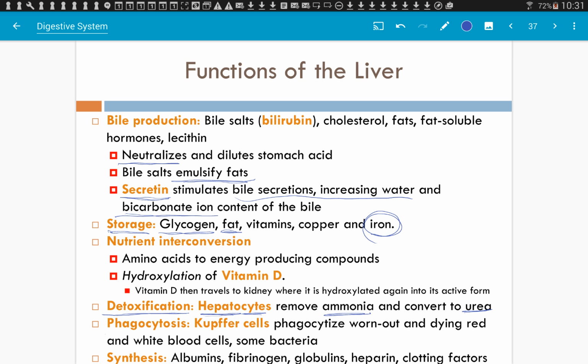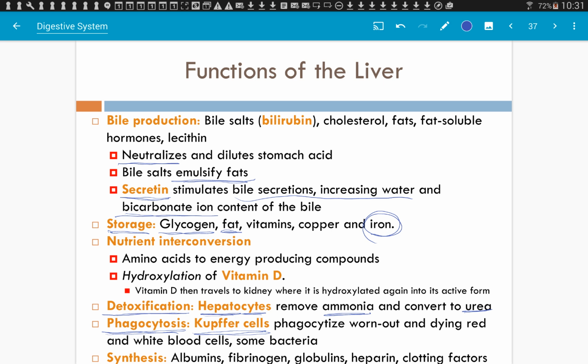Phagocytosis: you have special cells that will get rid of dead or dying red or white blood cells and bacteria if they see them. Those special phagocytotic cells are the Kupffer cells. Okay, so those are special within the liver.